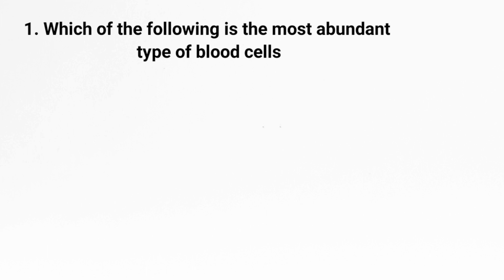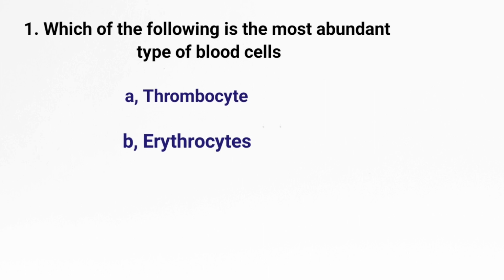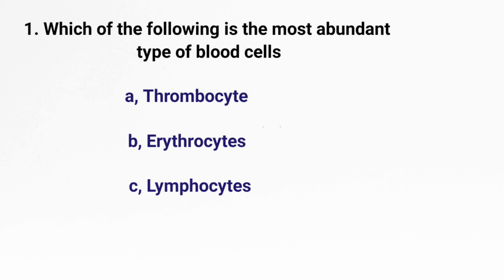Question number 1. Which of the following is the most abundant type of blood cells? Option A, thrombocyte. Option B, erythrocytes. Option C, lymphocytes. Option D, monocytes. And the answer is option B, erythrocytes.